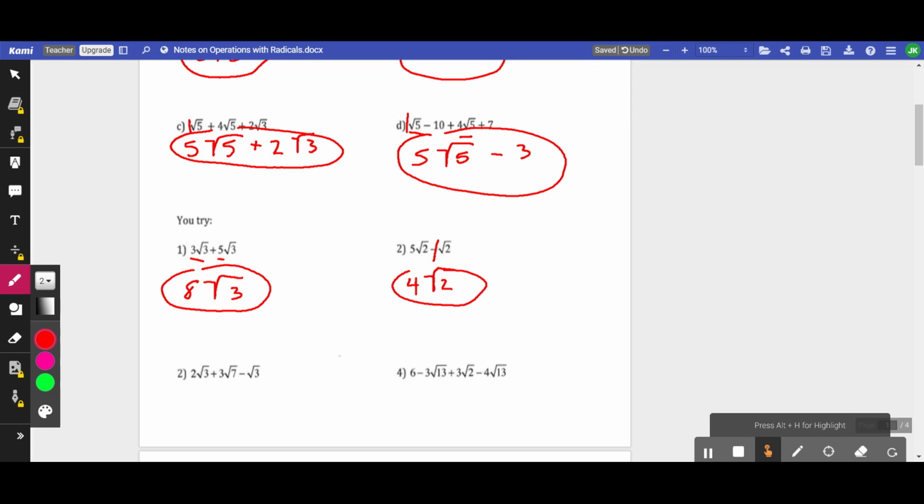And then for the next one here, you have 2 square root of 3 plus 3 square root of 7 minus the square root of 3 here. So your square roots of 3 can go together. This can't go, I think. So let's do this square root of 3 first. You have 2 square root of 3 minus 1 square root of 3 there. So that'd be 1 square root of 3, or just square root of 3 is fine, just because you want to write it the best way. And then you'll have plus 3 square root of 7, since that couldn't go with the others.